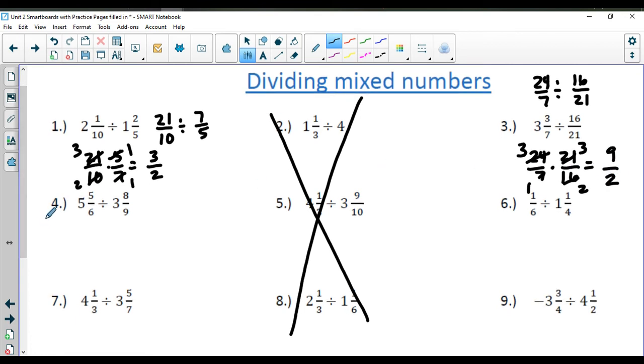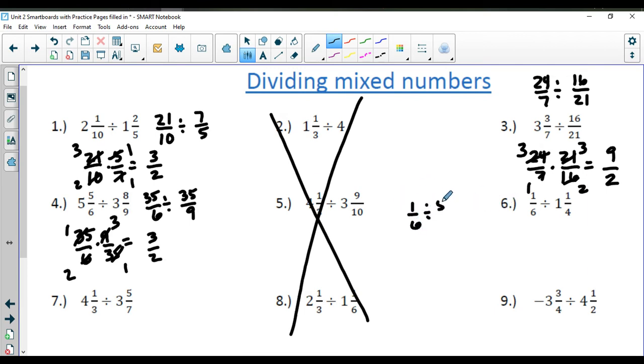For question number 4 here, I'm going to rewrite as 35/6 divided by 35/9 and rewrite as a multiplication problem. Reduce, reduce, reduce, reduce, and I get 3/2. Over here, just going to write this next to it. So 1/6 divided by 5/4 is what this one will be. So 1/6 times 4/5. Reduce, reduce, and I get 2/15.